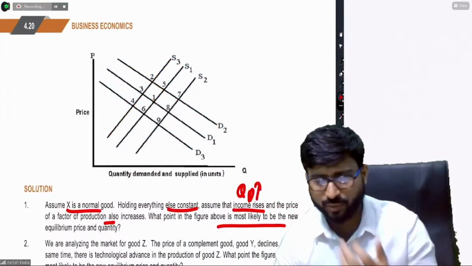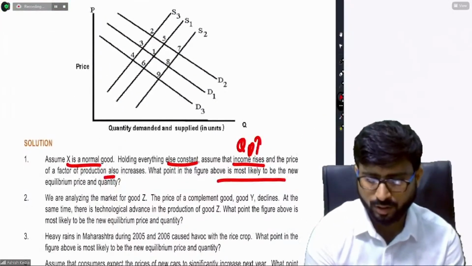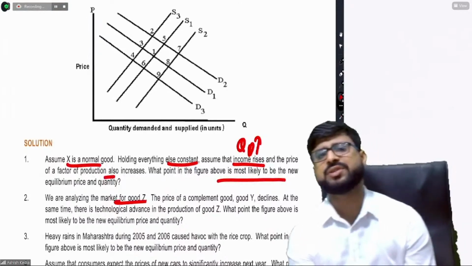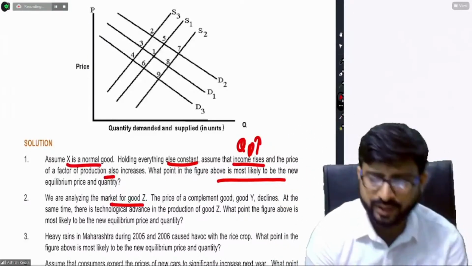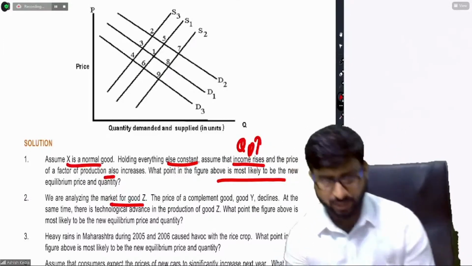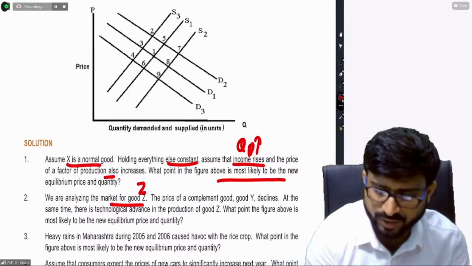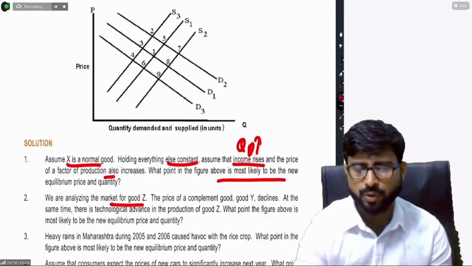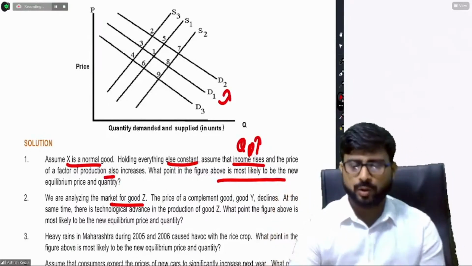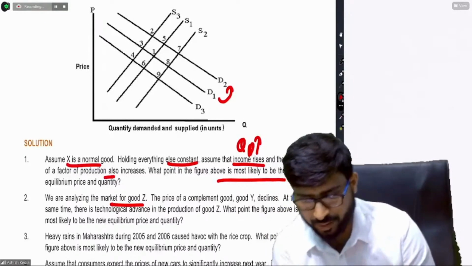Let's move to the next question of the institute. We are analyzing the market for good Z. Now, the price of a complement good Y declines. So demand for Z will rise. You all know this. Again, from D1 you shift to D2. Always remember we are starting from the original point. So D1 से D2 we have shifted.